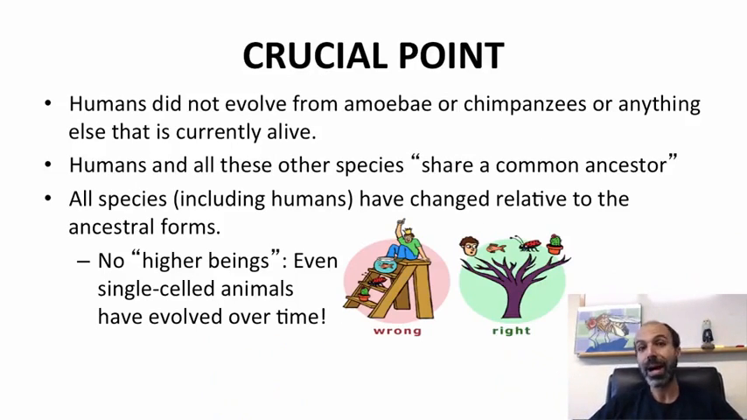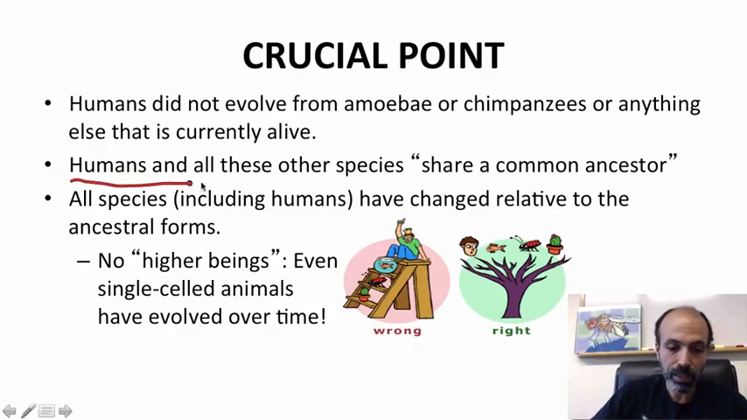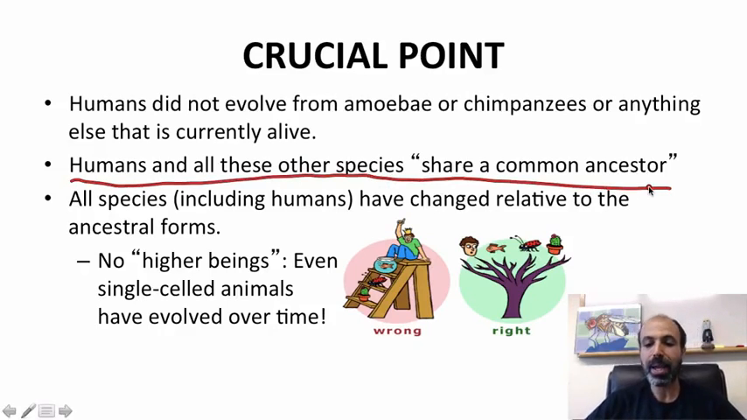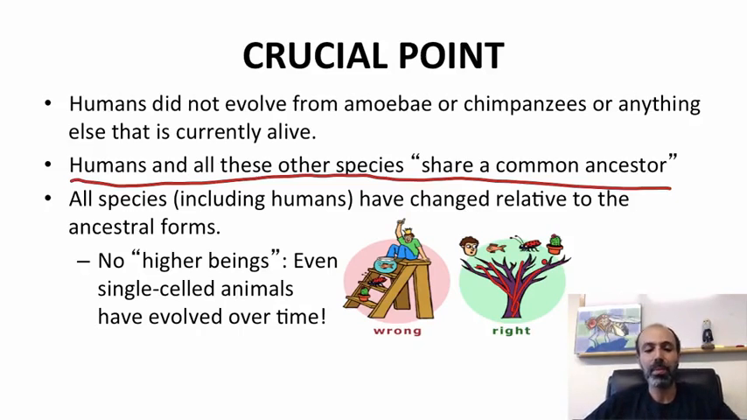And that is humans did not evolve from chimpanzees or amoebae or anything else that is currently alive. Instead, and this is a very important point, humans and all these other species share a common ancestor. As we go back in time, there was a common ancestor, and we have these modern species coming from it. All species, even single-celled ones, have changed over time. They have evolved over time. The amoeba has evolved over just as much time as the humans have, just because if you go all the way back, we share that single same common ancestor.